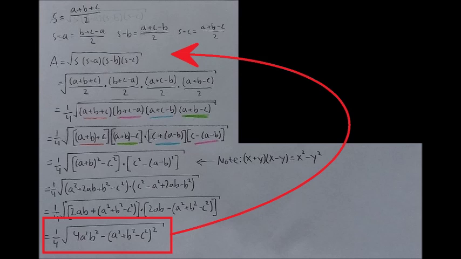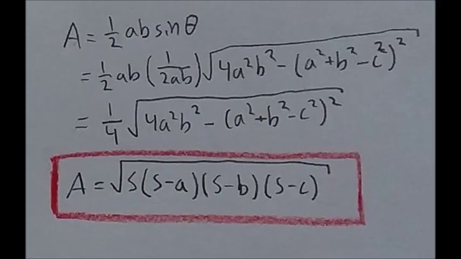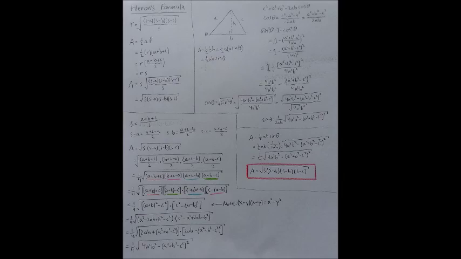But wait a minute, this is the same expression we got from here. So by backtracking to where we started, we can conclude that the area is equal to the square root of s times (s minus a) times (s minus b) times (s minus c). In summary, that is the connection between Heron's formula and the law of cosines.